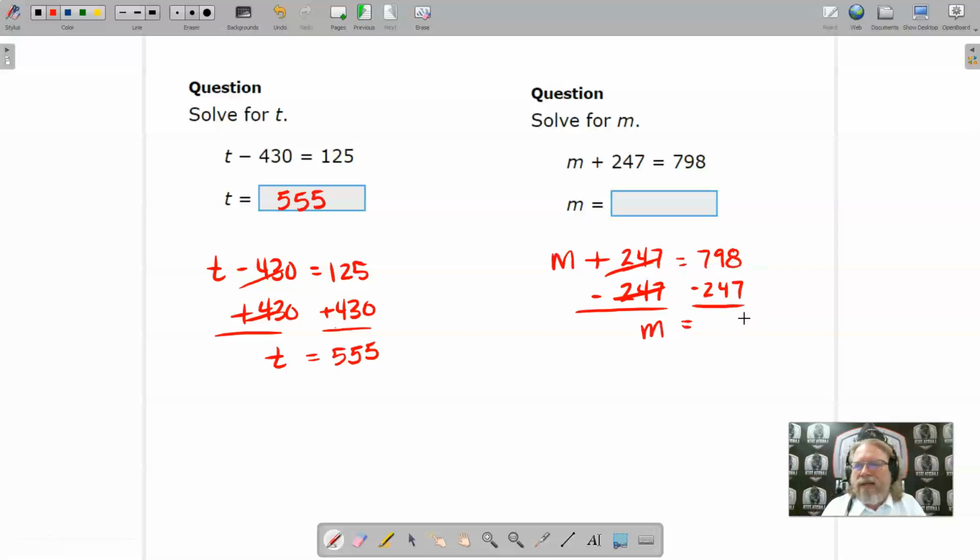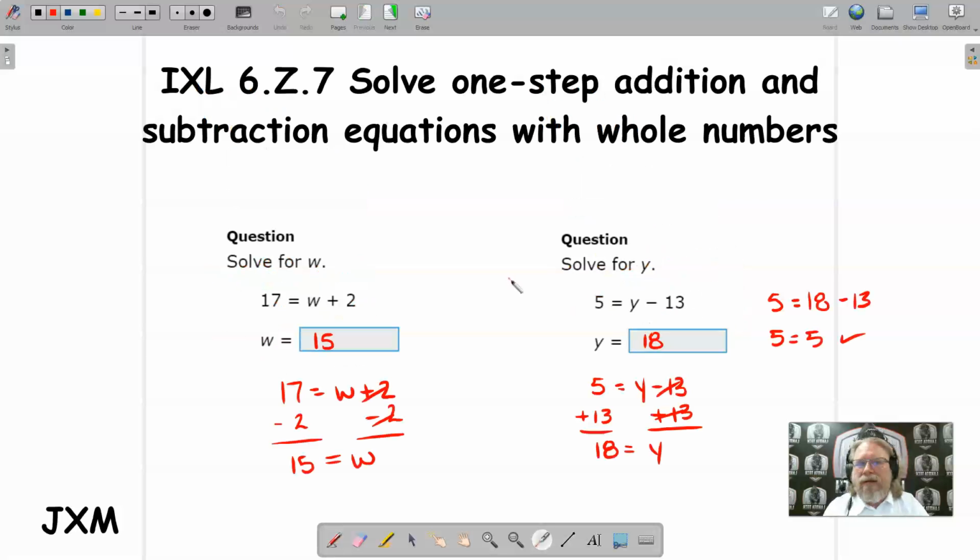8 minus 7 is 1. 9 minus 4 is 5. And 7 minus 2 is 5. So m equals 551. And those are all my examples for IXL 6.Z.7, where we are solving one-step addition and subtraction equations with whole numbers. Good luck with your activity.